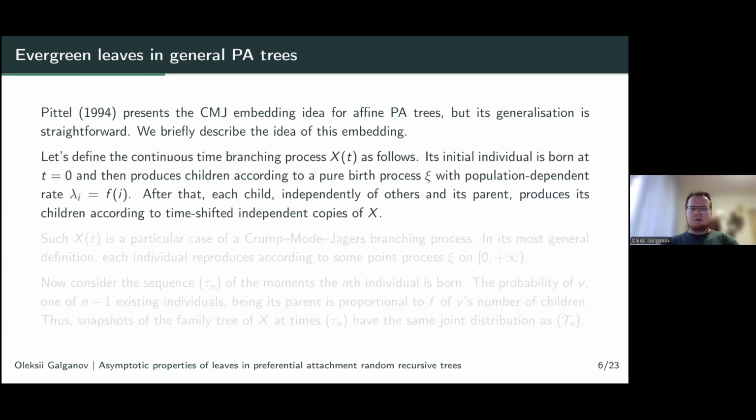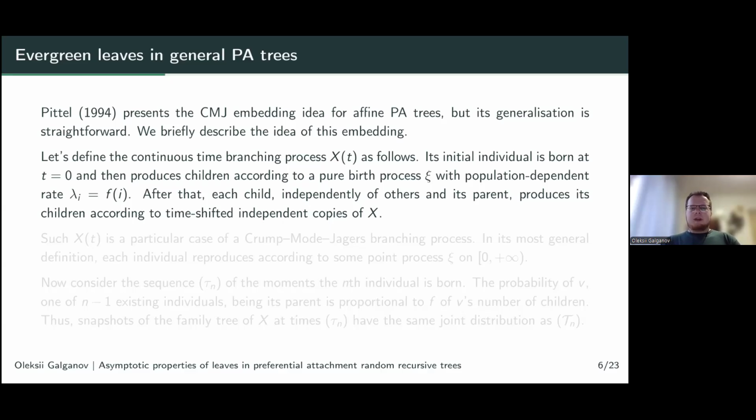So Crump-Mode-Jagers process is a continuous time process. Let's call it X of t. We define it as follows. Its initial individual is born at time t equals 0, and then produces children according to a pure birth process ξ with population-dependent rate λ_i, which is f of i. We just use this λ_i notation for short.